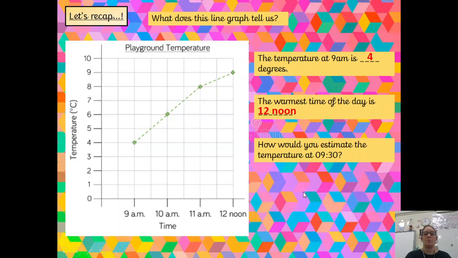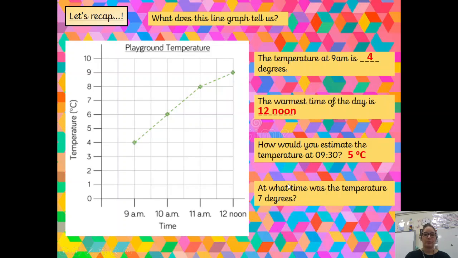How would you estimate the temperature at 9:30 AM? So the information that we've been given is that it's at 9:30. A ruler would come in handy here, but luckily we have got this line to follow. So at 9:30 AM, we can see the data is here. So we go across and we find that it is 5 degrees. And then at what time was the temperature 7 degrees? Okay, so the information is on our y-axis. So we go to 7, we go all the way across to where the data is, then we go down, and we can see it's around 10:30 AM. Okay, that was a really good and quick recap, well done.